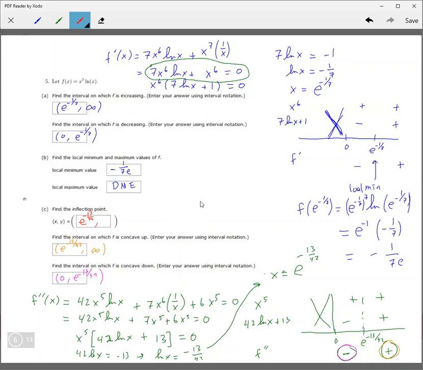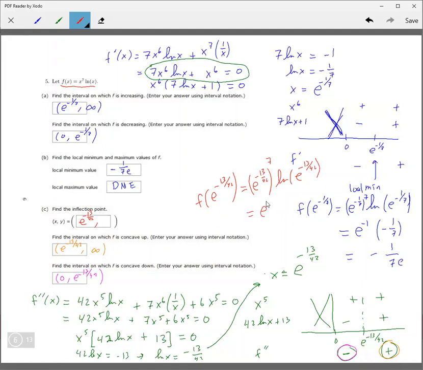Okay, for the y coordinate, we plug it into the original function. So f of e to the negative 13 over 42. You have to plug it into here. So it's going to be e to the negative 13 over 42, all raised to the 7th power, times the natural log of e to the negative 13 over 42.